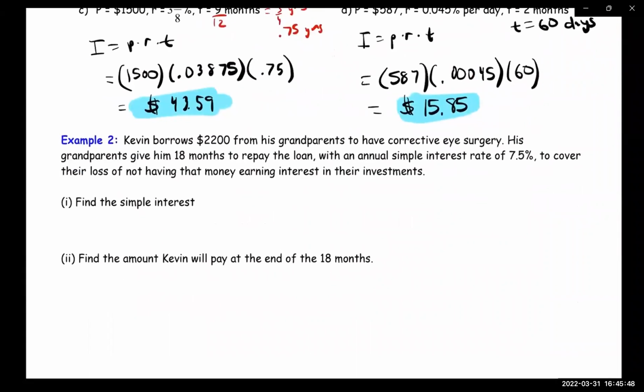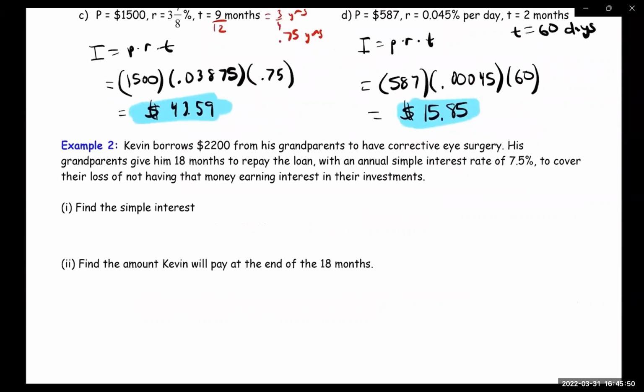All right, now let's look at a word problem. All right, so Kevin borrows $2,200.